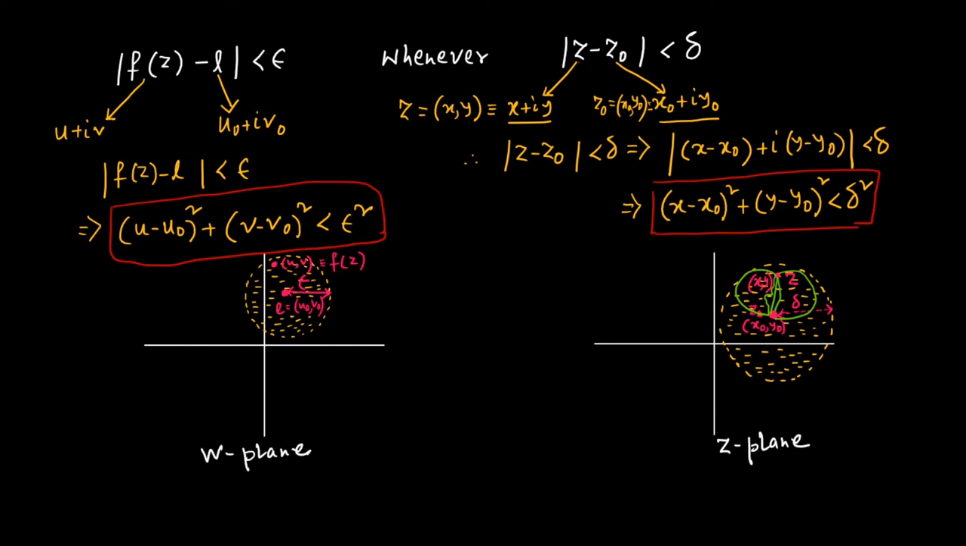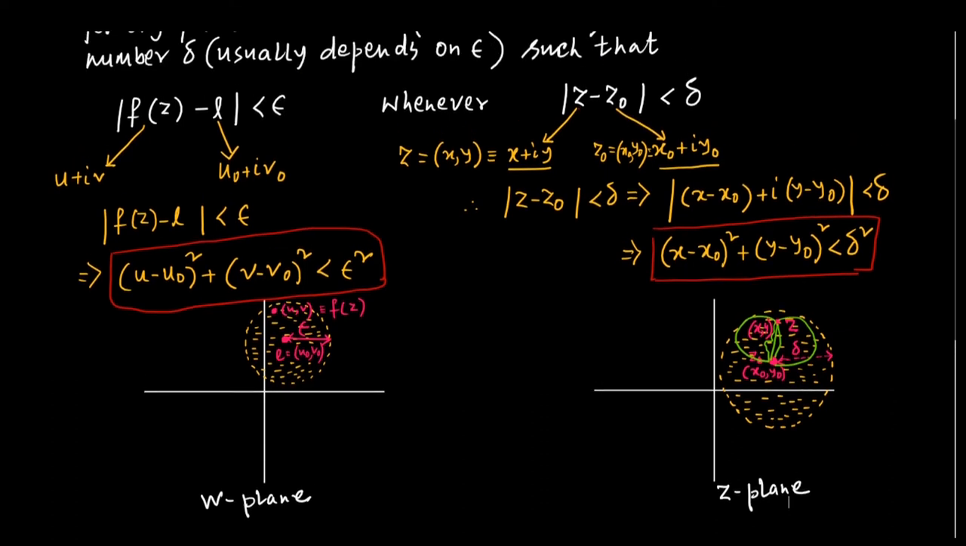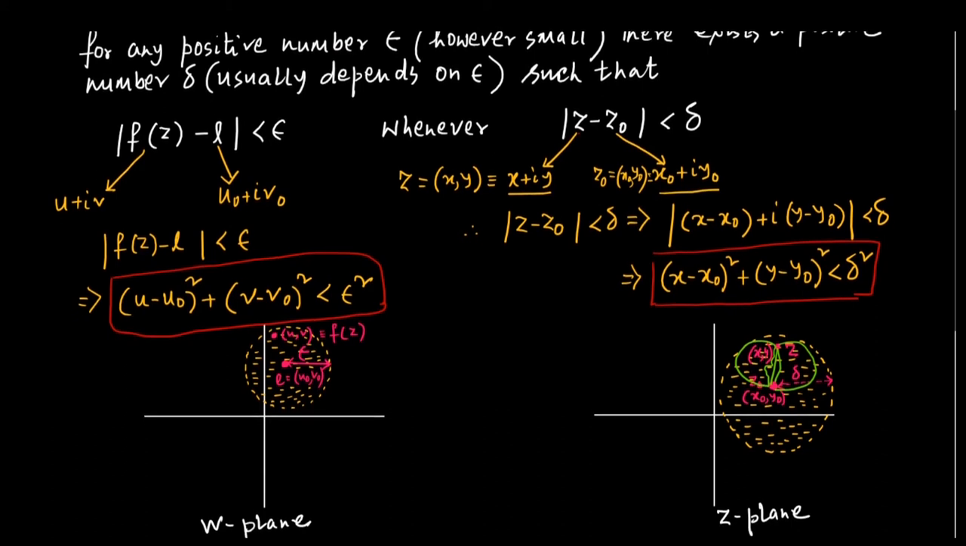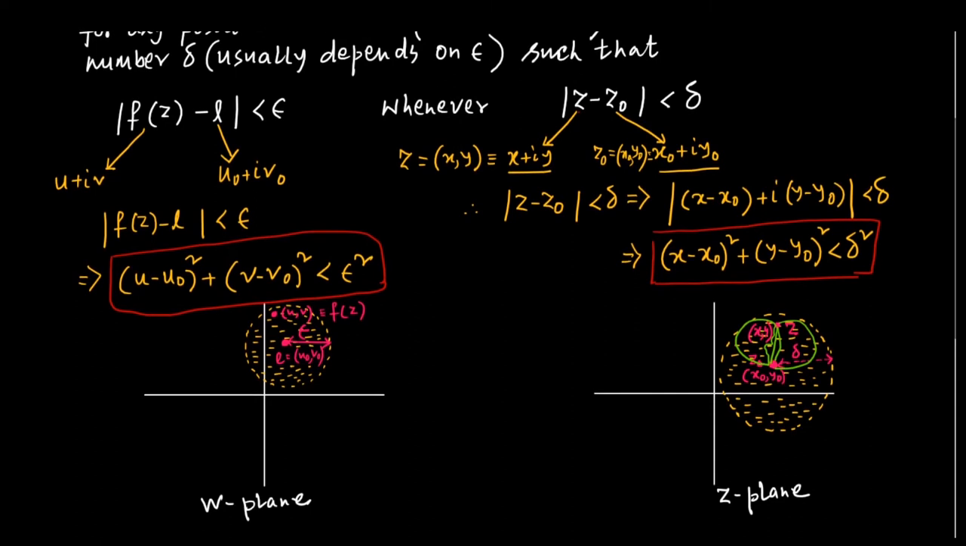And that is what is written above: mod of f(z) minus L less than epsilon. Now, what is epsilon? Epsilon is a positive number, however small, meaning you can make it arbitrarily small as you wish. So this inequality represents that f(z) and L are coming very, very close to each other whenever Z and Z0 come very, very close to each other.